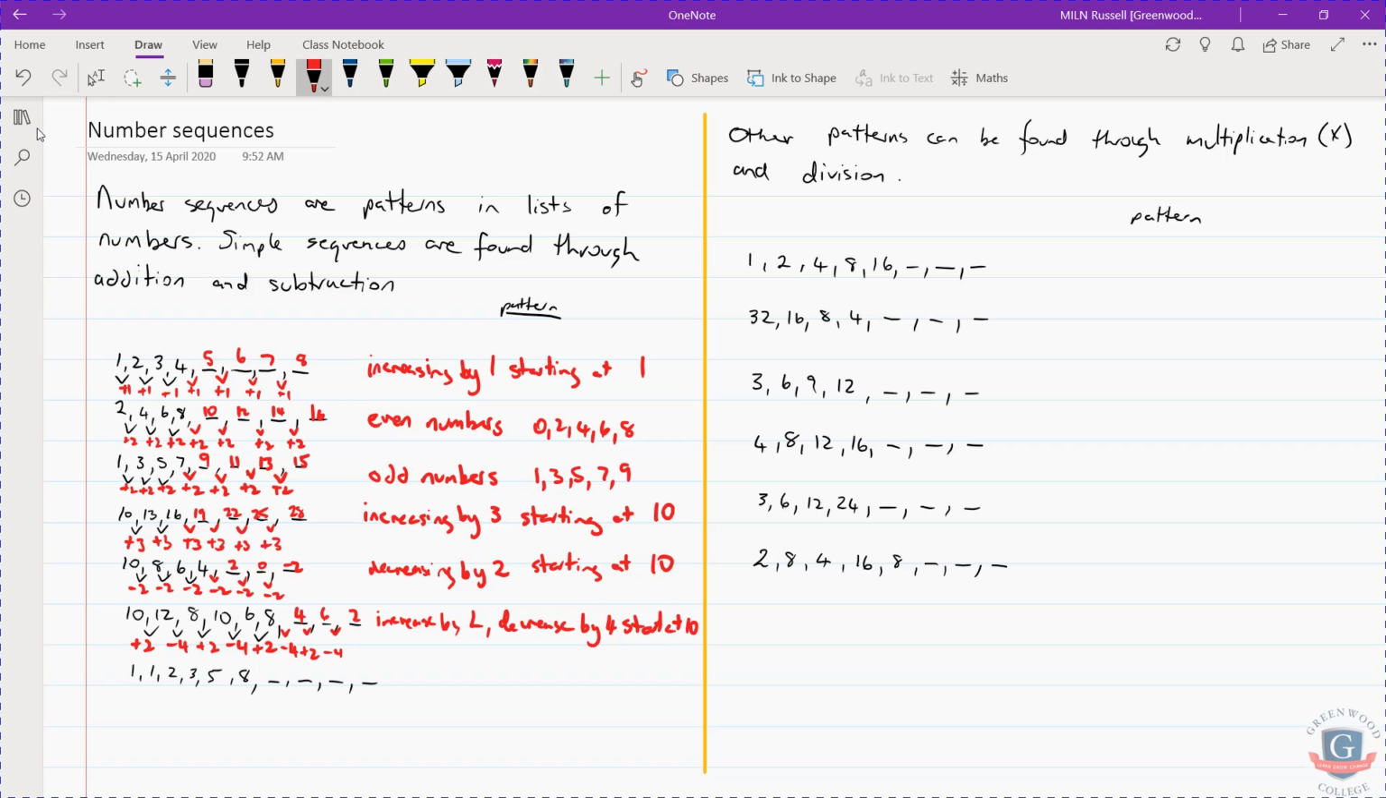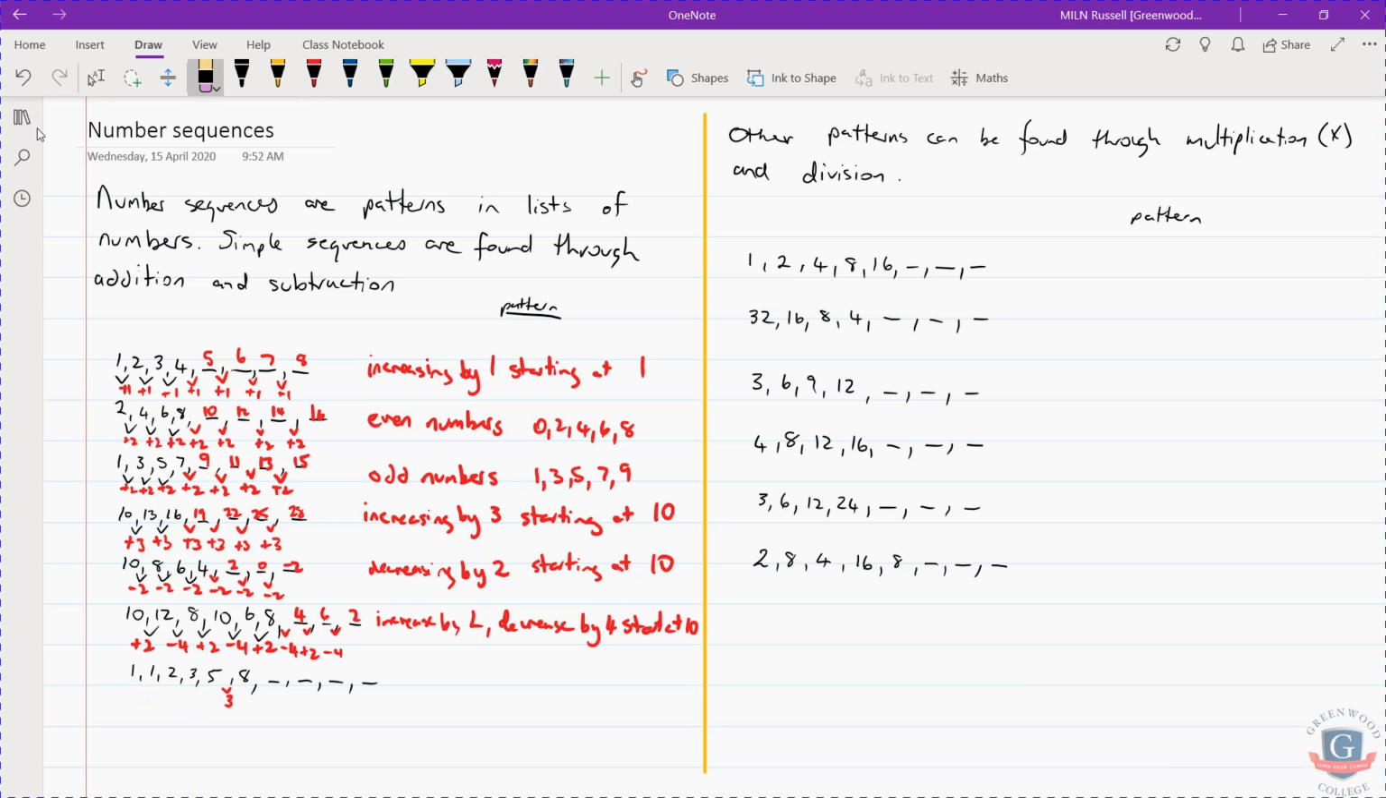Oh, let's check this one. It starts at 1. The next answer is 1. Then the next answer is 2. Then the next answer is 3. The next answer is 5. The next answer is 8. Well, it's a bit of an odd one. 1, 1, 2, 3, 5, 8. That's not any pattern that we've seen before. Let's rub that out. Let's have a bit of a think about it.